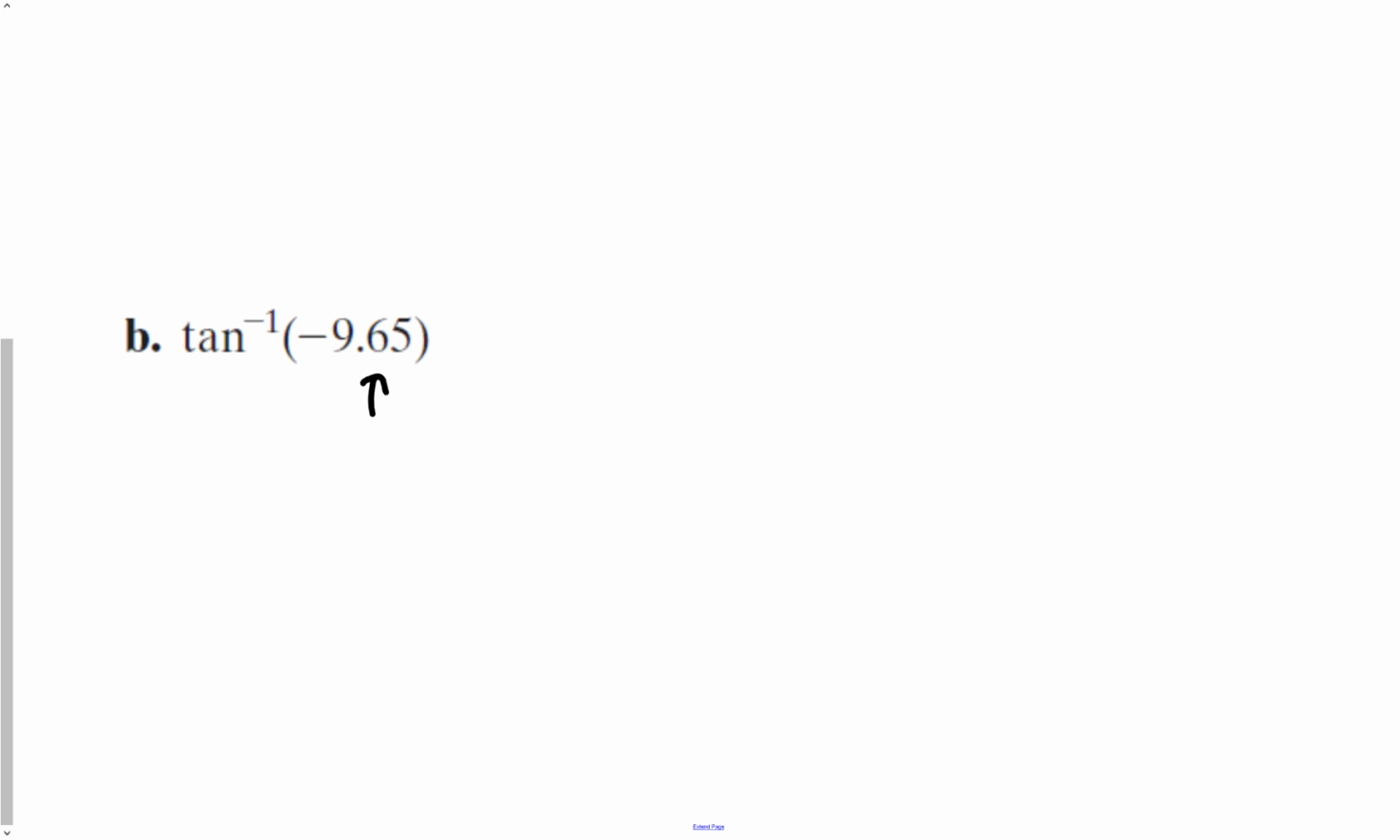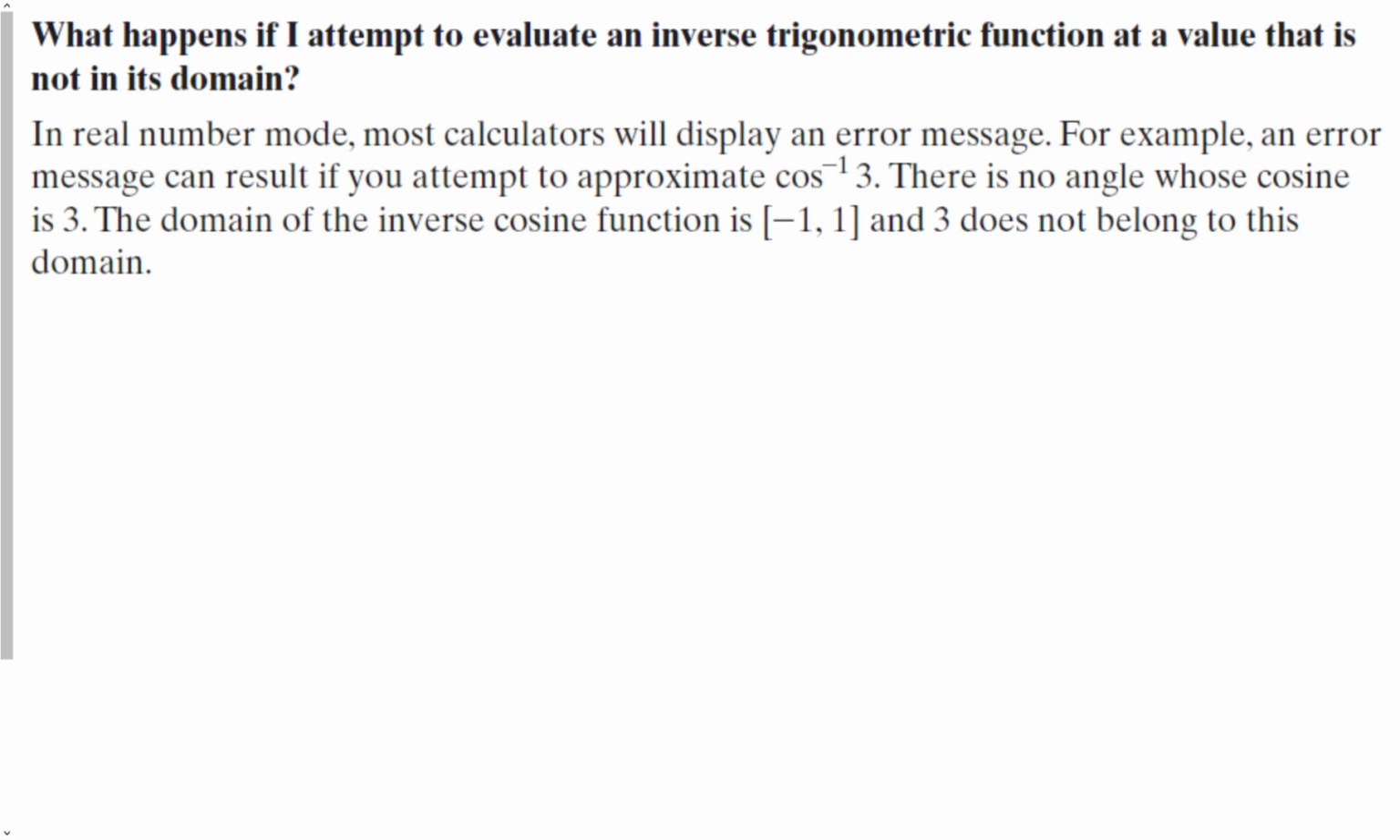So let me switch my calculator back to radians, and the inverse tangent of -9.65 should give you -1.4675. Make sure you're getting these on your calculator. Again, if you try to plug in the inverse cosine of 3, your calculator is going to spit out error, syntax error, undefined, whatever it is, however it winds up doing that.